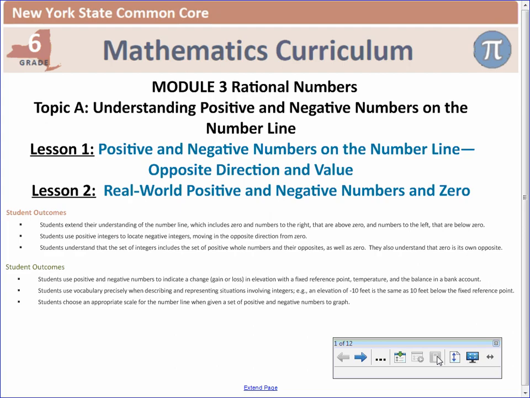Today we're actually going to be looking at lessons 1 and 2. To make up some time to make sure we have the whole curriculum covered by the state assessments, I looked at the lessons and I realized lesson 1 and 2, we could get them both covered in one lesson. So lesson 1 is positive and negative numbers on the number line, opposite direction and value. And lesson 2 is real world positive and negative numbers at 0. Okay, so that's what we're going to look at today.